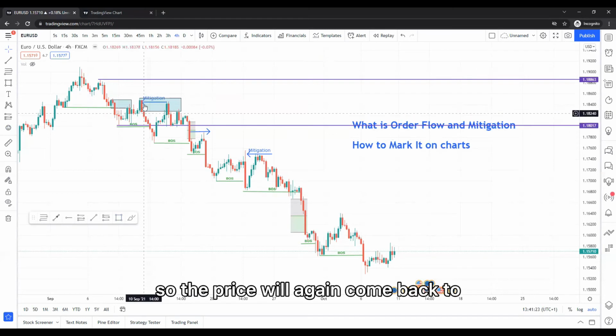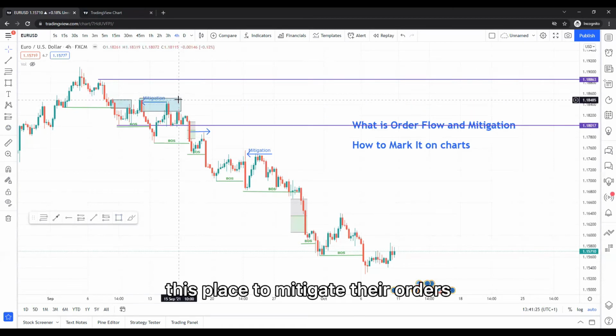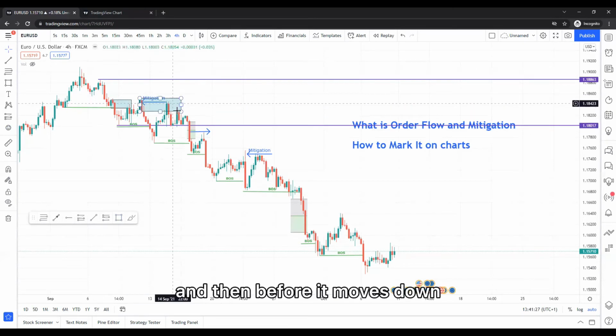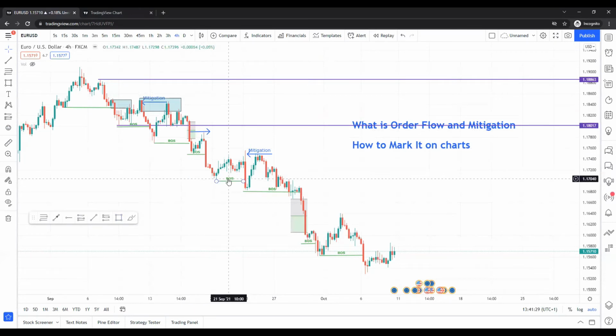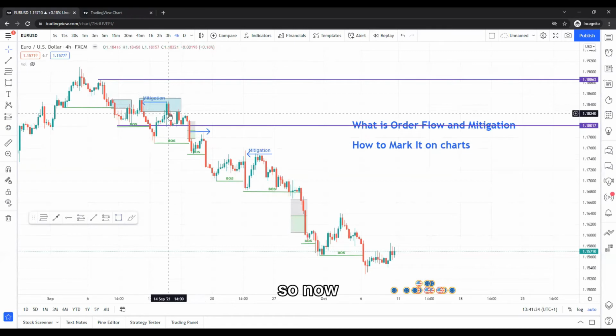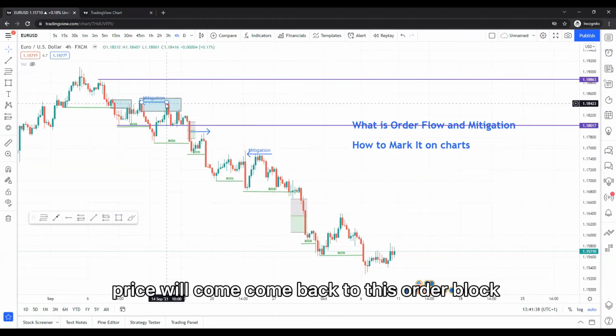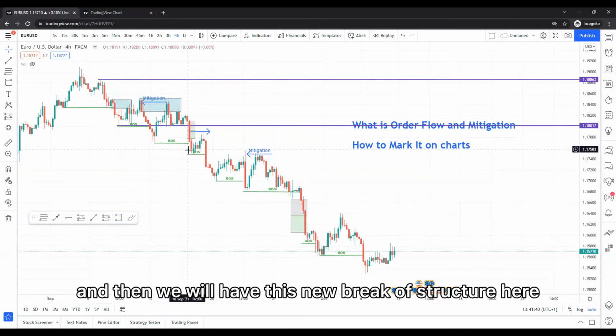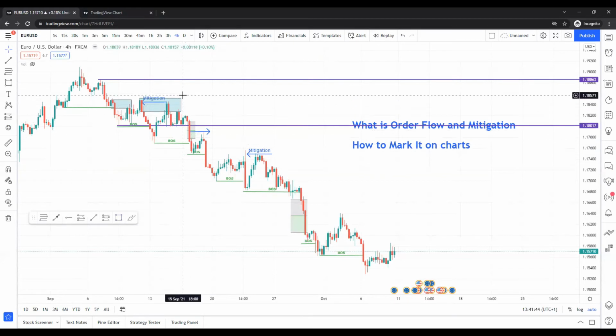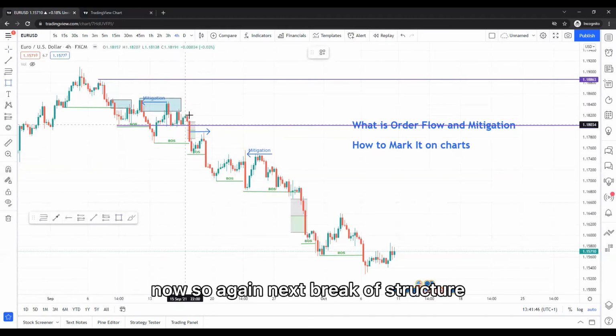So the price will again come back to this place to mitigate their orders, and then before it moves down, right? So now, and this is what exactly happened. Price will come back to this order block, and then we will have this new break of structure here, okay. Now, so again, next break of structure.